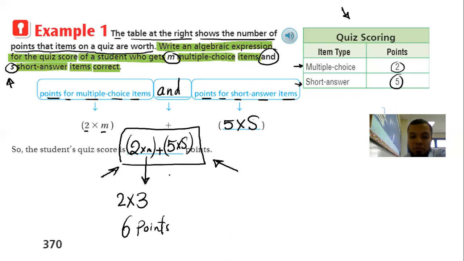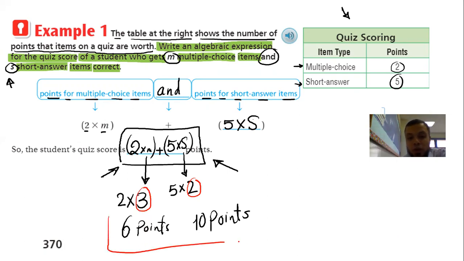Okay? Let us see if we put short answer, two questions. So 2 short answer items are going to be how many points for that? You need to multiply by 5, so the answer is 10 points. 10 points for short answer items if you have only 2 questions. And 6 points for multiple choice items if you have 3 questions.